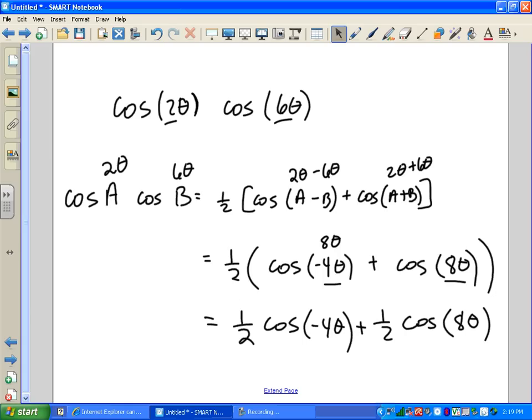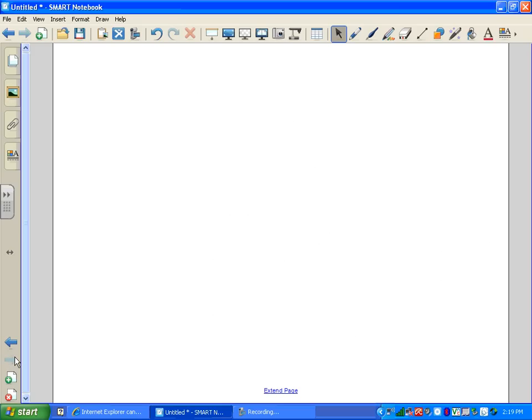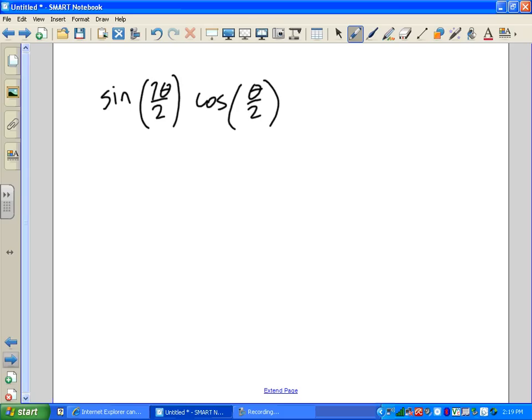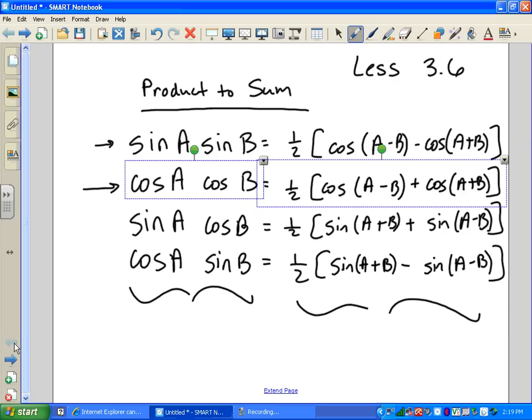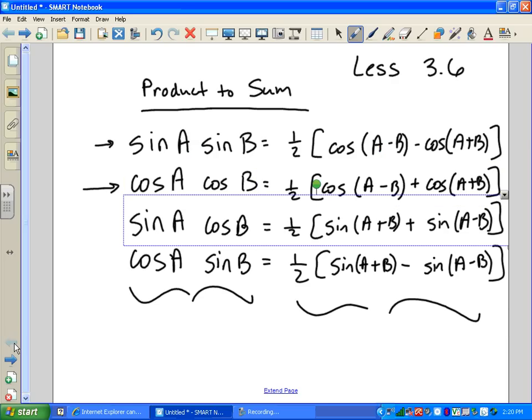All right, let's try another one here. Okay, let's try this one. Let's do the sine of 7 theta over 2 times the cosine of theta over 2. Okay, so notice that's my sine cosine one. And so that's going to be the second one right there.